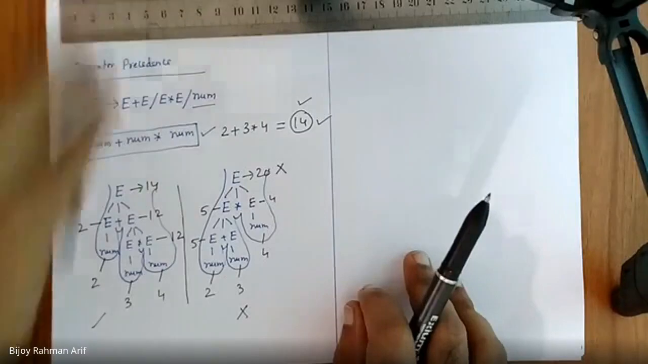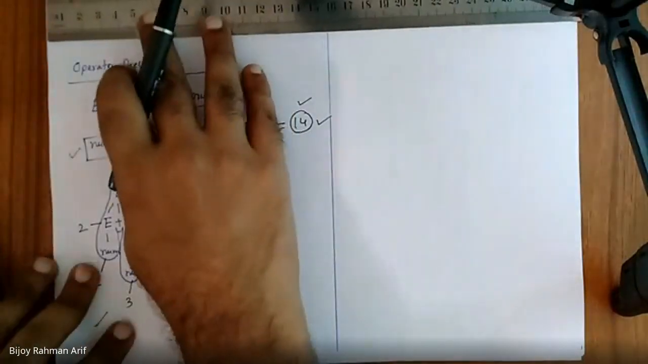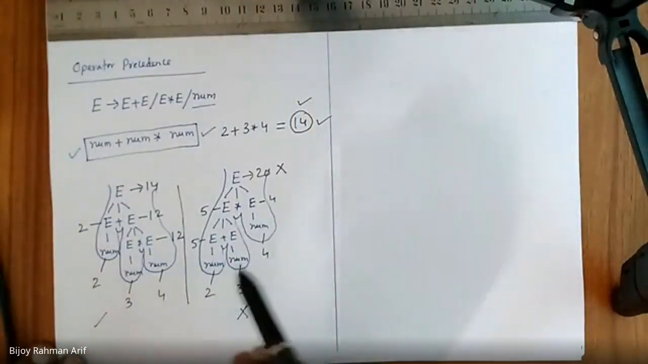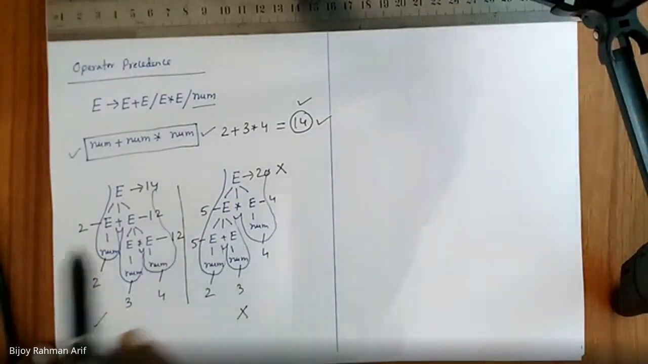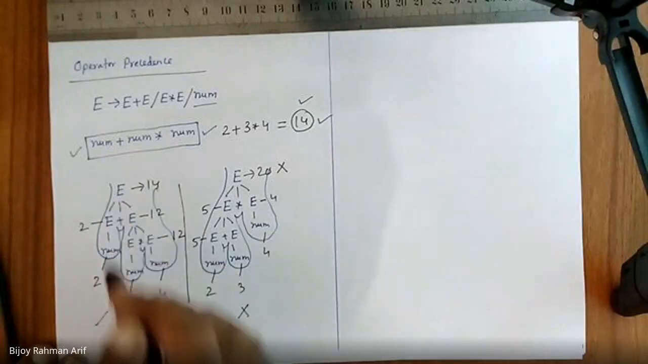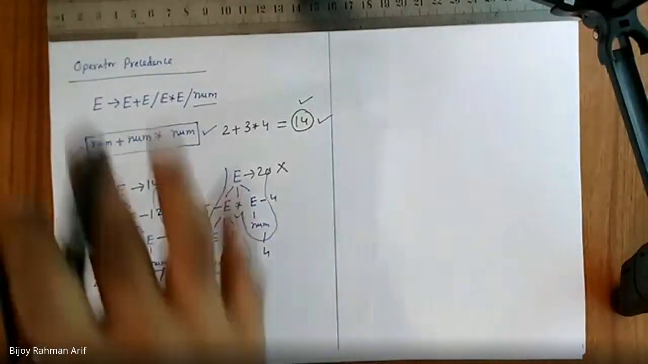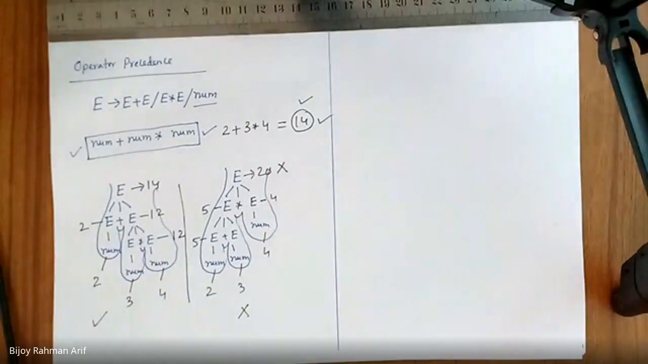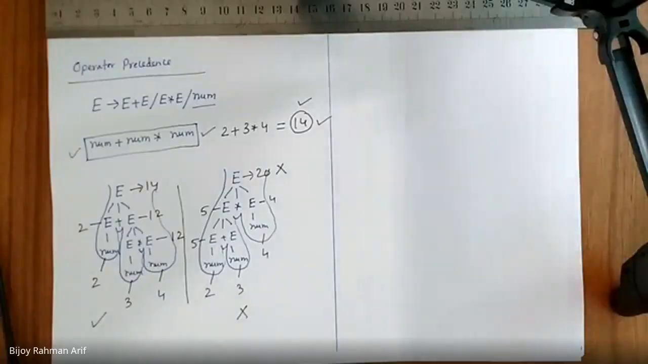The plus operator has lower precedence than the multiplication. Here the star operation is done first before plus. And star has more precedence than plus. I agree. But how do you control this operation in this parse tree? What is the mechanism of control there? The operator with higher precedence should be at the very bottom of the production.